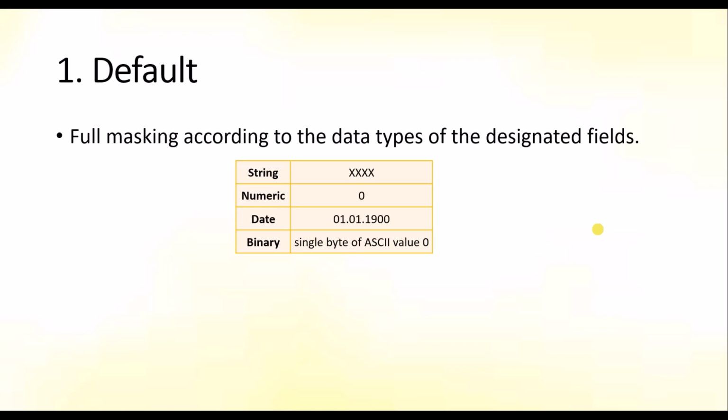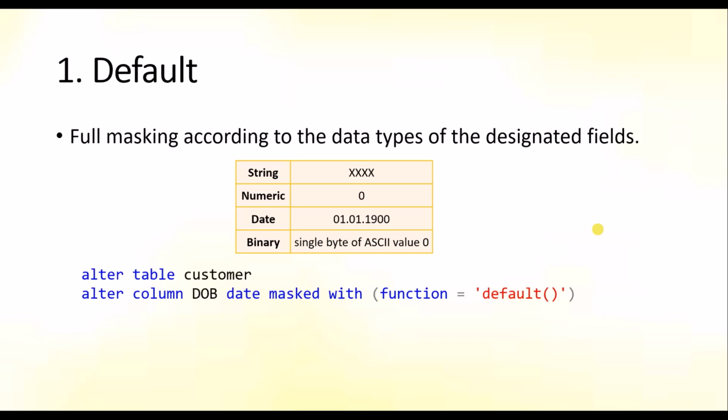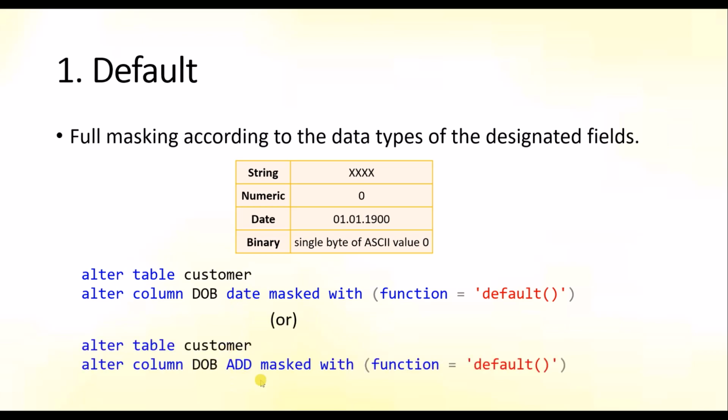This is the command. For a T-SQL script you can use the ALTER TABLE statement and ALTER COLUMN, mention the column name and data type, MASKED WITH function equals default. Instead of this you can also use ADD MASKED WITH. If you use the data type here, you can alter the data type along with the ALTER TABLE statement. If you don't want to alter the data type of the column date of birth, you can just add the masked function. You can choose the script as per your convenience.